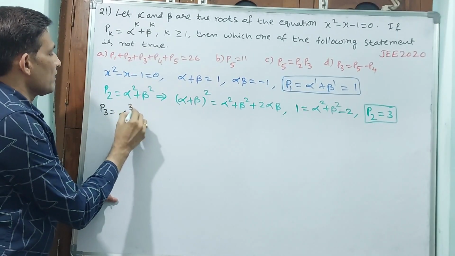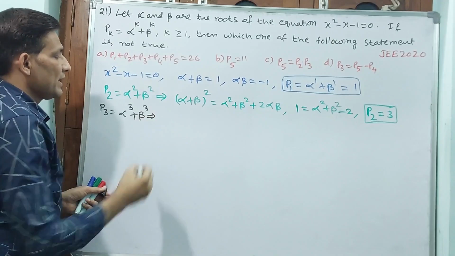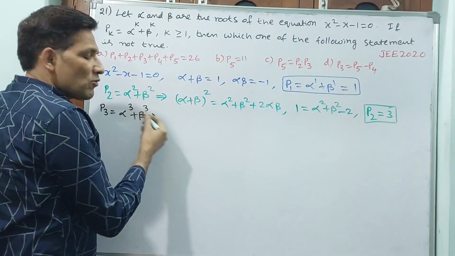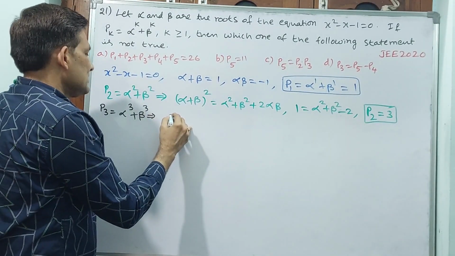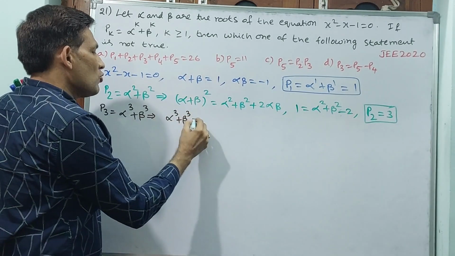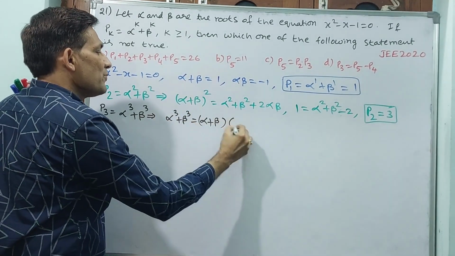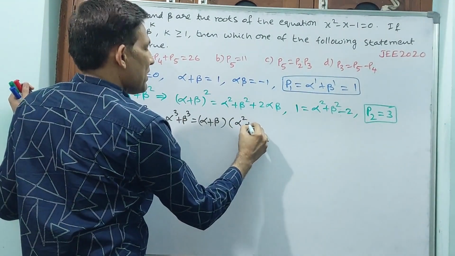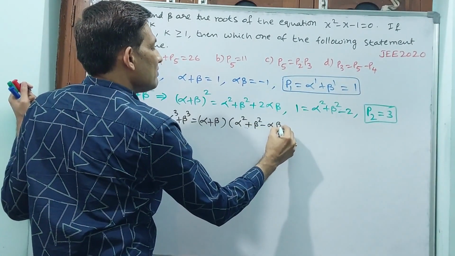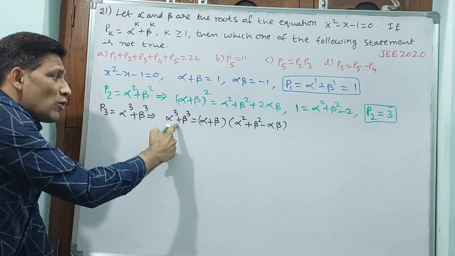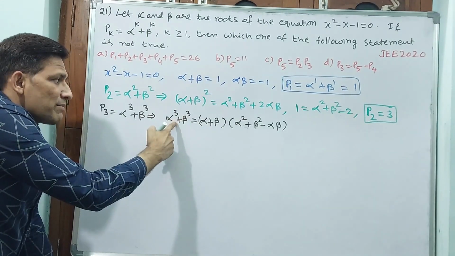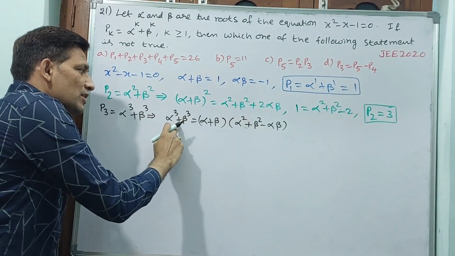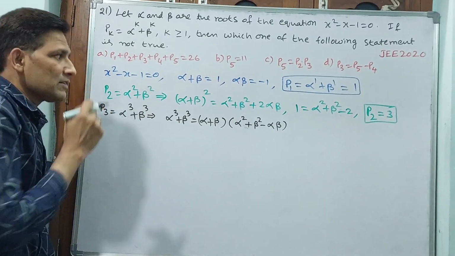p3 is equal to alpha cube plus beta cube. Implies, see how we are going to do. See, we know one formula rather than going for the cube formula. What is that? Alpha cube plus beta cube is equal to alpha plus beta into alpha square plus beta square minus alpha beta. See, if outside plus is there, means alpha plus beta is plus. Outside minus is there, means alpha minus beta. Here plus is there, here minus. Here minus is there, here plus will come. Like that you have to understand.